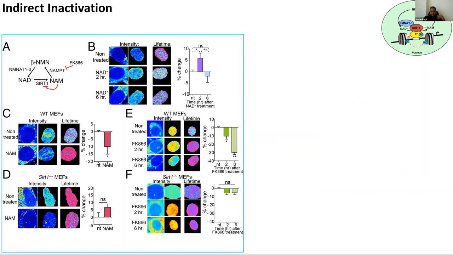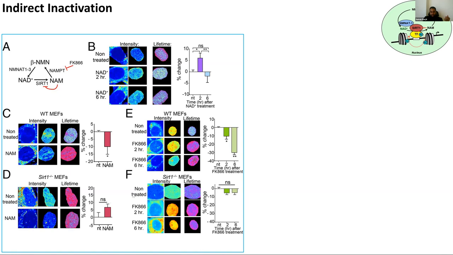Now we can look at that through indirect inactivation. So again, we block these different pathways, and we can see with NAM, you see more oxidative phosphorylation. But in SAT1 negative cells, you don't see anything. With NAD plus, if you add it, you first go up in terms of activation, then you go down, and come back to a non-significant level. In terms of FK866, which blocks this salvage pathway enzyme here, you see more and more with time after treatment.